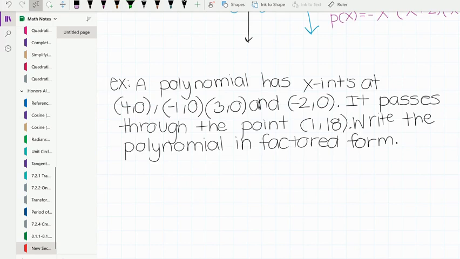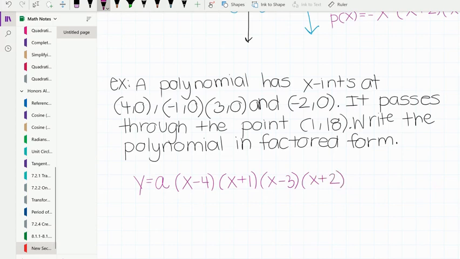Okay, so what we're going to do is write this in factored form. So we would have y equals, we don't know a, but 4 would become x minus 4. -1 would be x plus 1. 3 would be x minus 3. And -2 would be x plus 2. So this is a 4th degree polynomial because it has 4 x-intercepts. That would mean it would have 3 turning points. So we're going to plug in 18 for y and 1 for x.